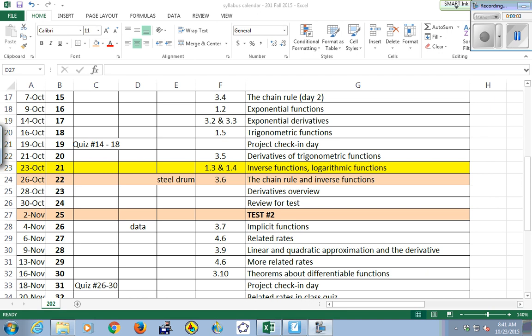Review inverse functions and log functions. So we're back in chapter 1. We're not doing any calculus today, just talking about functions, so that next class we can take derivatives of the log function and other inverse functions.